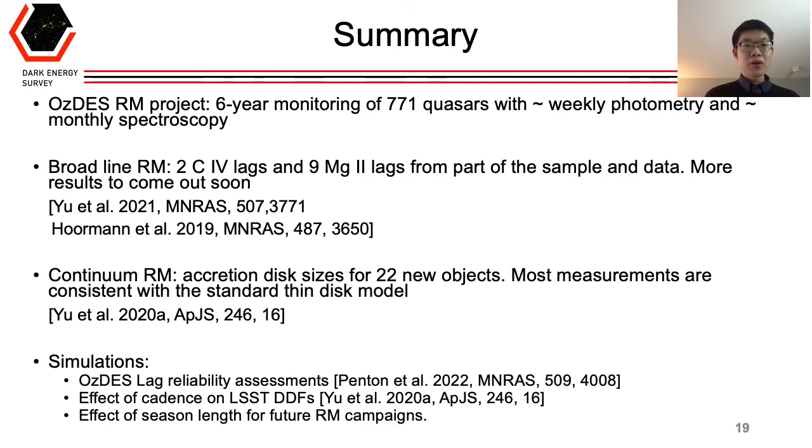In summary, we monitored about 800 quasars for 6 years in the OzDES Reverberation Mapping project. Our results cover the broad line region reverberation mapping, the continuum reverberation mapping, and also some relevant simulations. We have published our initial results, and there would be more results to come out in the near future. Here I also show the papers that are relevant to these topics, and you can find more details on them if you are interested.